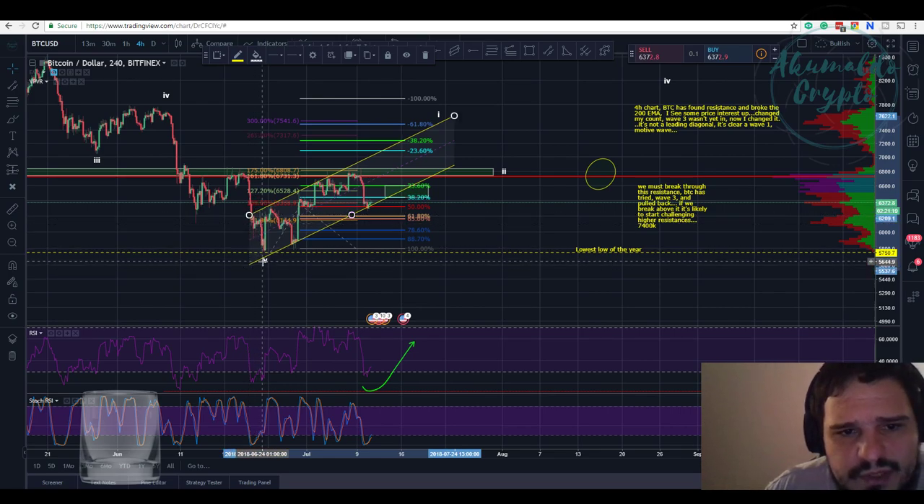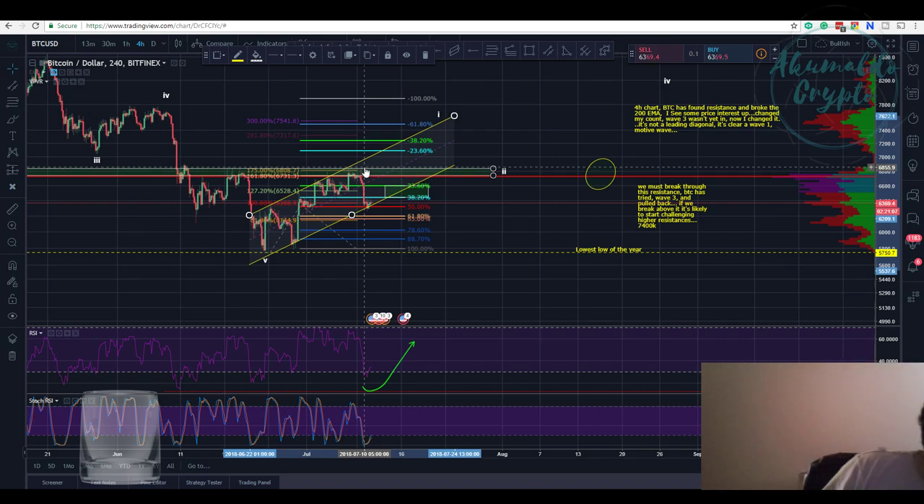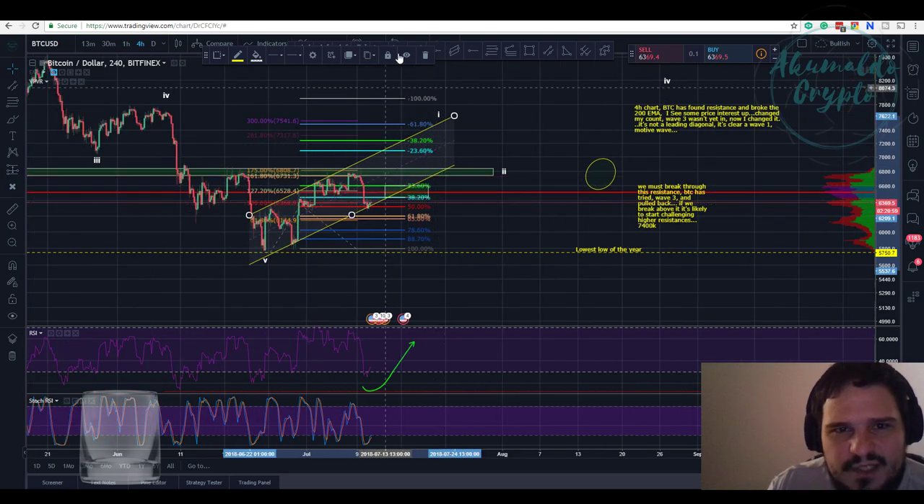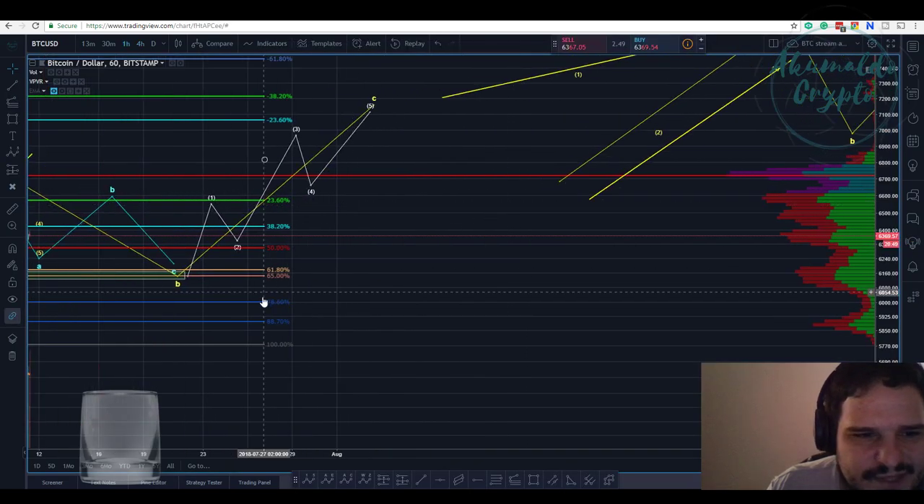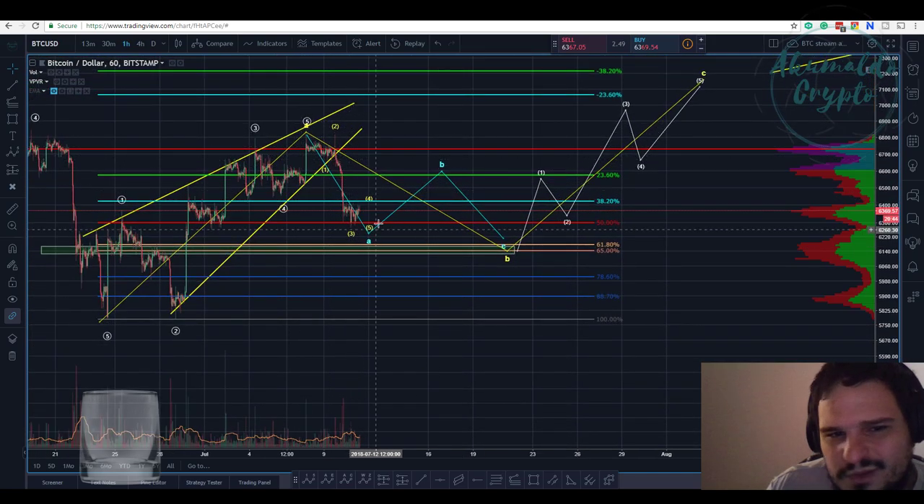Then you would count it like what? 1, 2, 3. This can't be a 4. This can be a 4, yes, it can. Why don't I count this as an ABC? Someone asked me, I think it was Godzilla. This can't be counted as an ABC because it's a clear-cut impulse wave. Yes, 1, 2, 3, 4, 5.